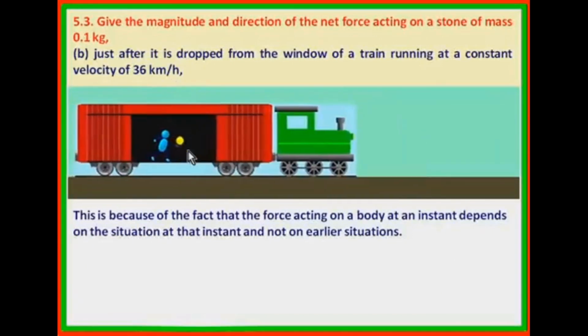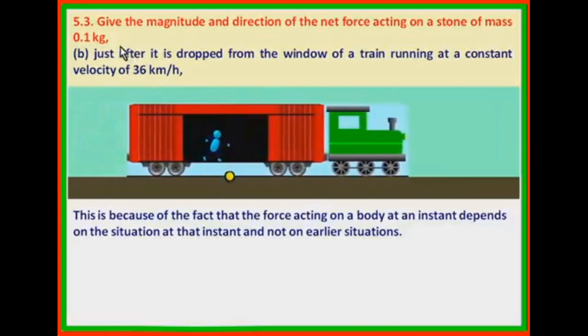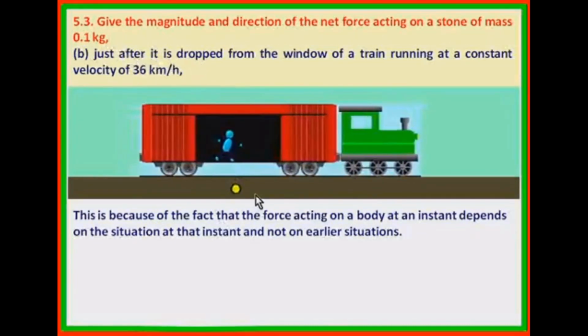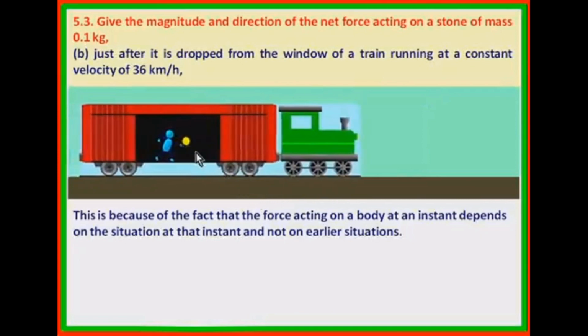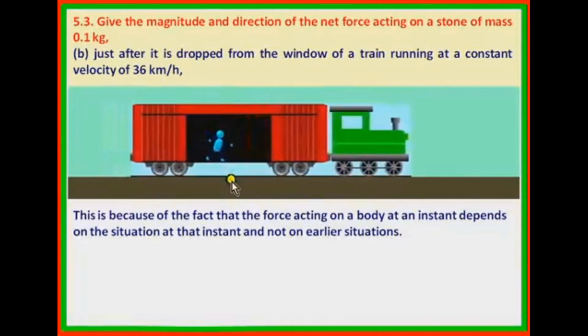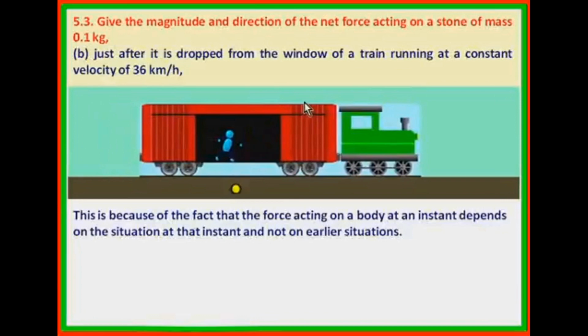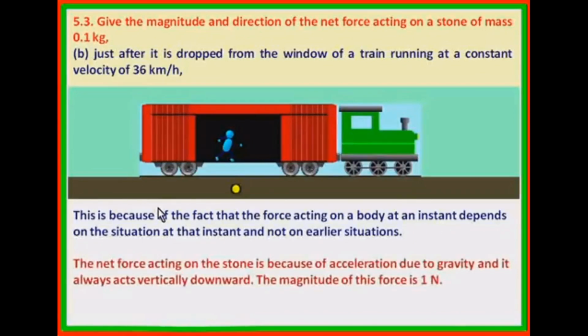In the second case, the train is moving with a constant velocity of 36 km per hour, and the ball is dropped just from the window. That means that even if the train is moving forward, the mass of 0.1 kg is going to move downward with gravity only. So it is not going to be affected by the train's velocity. Here also the net force acting on it will be given by the weight, which is 1 Newton.